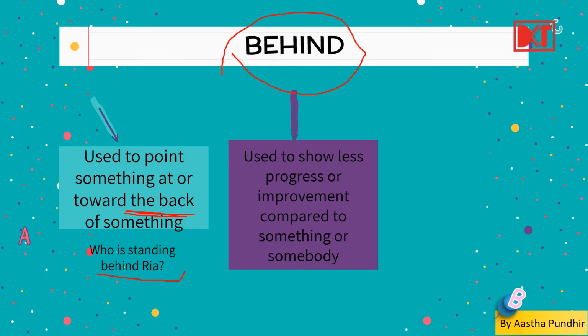Then used to show less progress. Important is less progress. Less progress or improvement compared to something or somebody. Compare कर रहे हैं और हम बता रहे हैं कि इसमें less in progress या less improvement हुई है. जैसे the train is running behind schedule. Scheduled नहीं, schedule होगा यहाँ पे. Behind schedule. जो schedule था उससे पीछे चल रही है train.